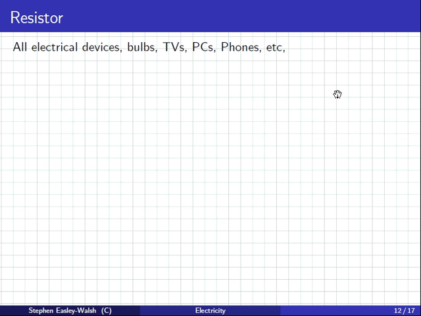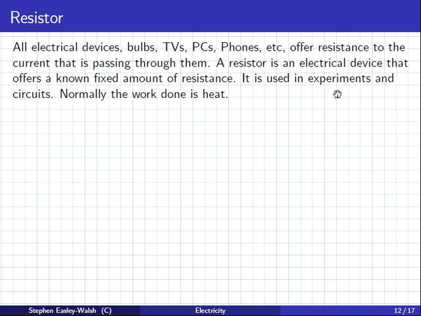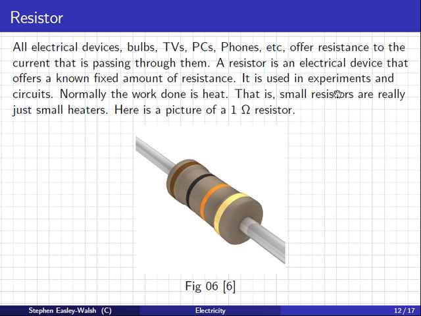All electrical devices, TV, PC, phones, they give resistance. But a resistor is a special electrical device that offers a fixed amount of resistance. It's used in experiments and circuits. Normally it releases a bit of heat. Here's a little picture of a resistor. These are quite small. Their only job is simple: when the current passes through, they give resistance. They make life difficult for the current.